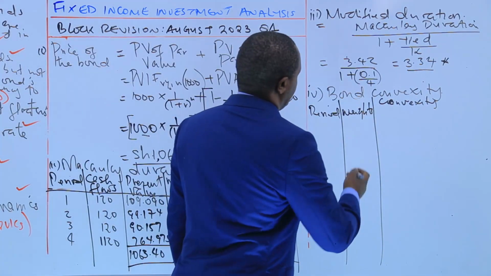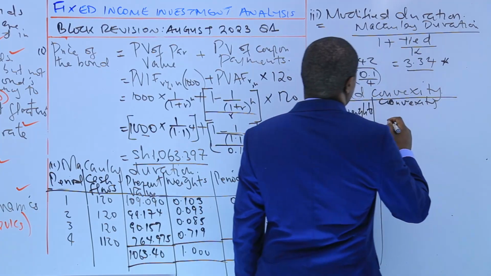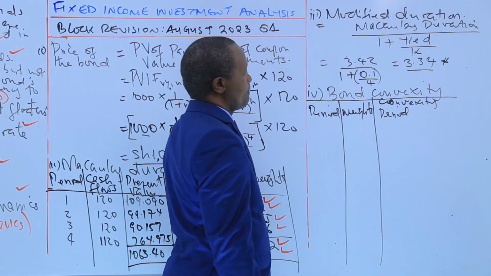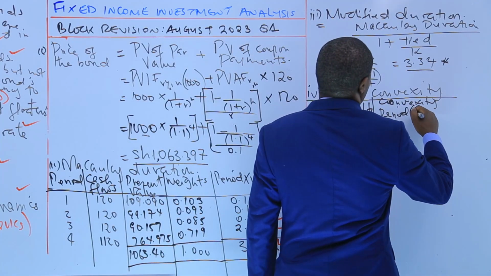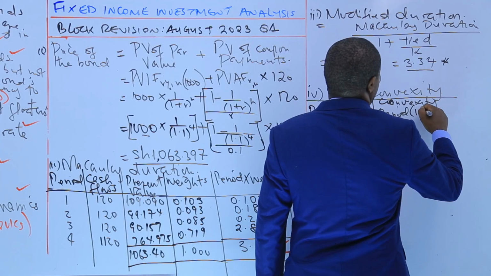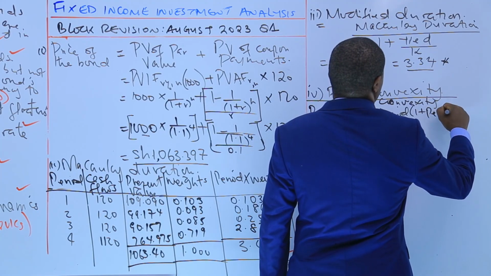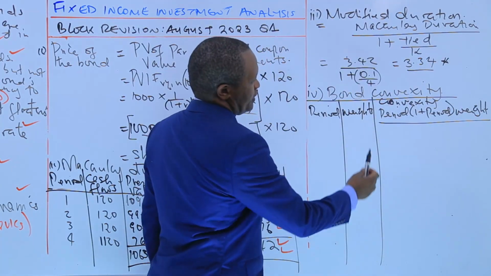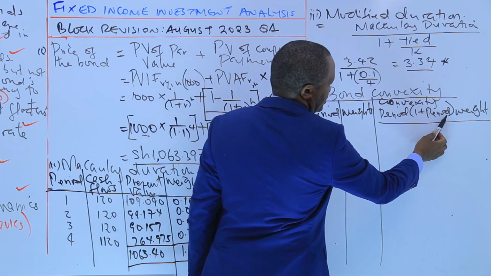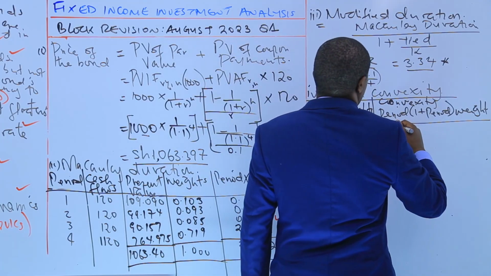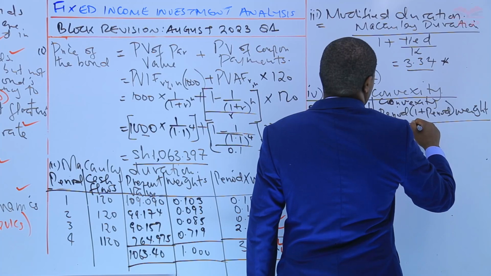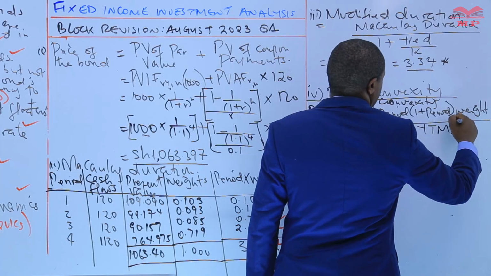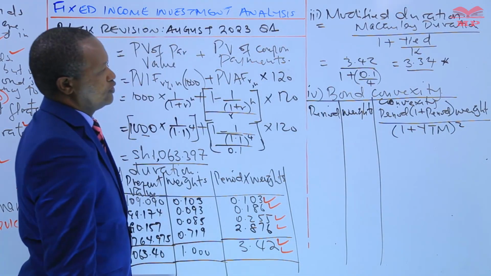And here is the formula for convexity. We're going to take the period into 1 plus period times weight. So we'll have period into 1 plus a period times weight. We divide by 1 plus yield to maturity squared. That is the formula for convexity.